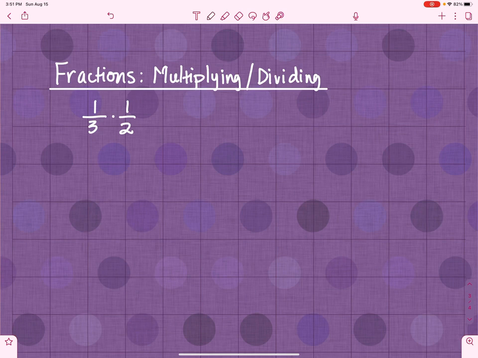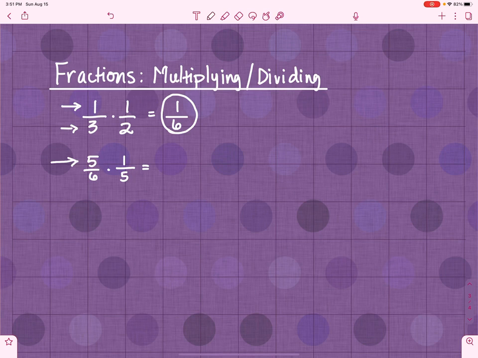When I'm multiplying fractions, I just multiply the numerators together and I multiply the denominators together. That's all I have to do when I'm multiplying fractions. Okay, let's say I've got 5/6 times 1/5. Again, the numerators, 5 times 1 is 5. The denominators, 6 times 5 is 30. At that point, we can always reduce because it would reduce to 1/6.